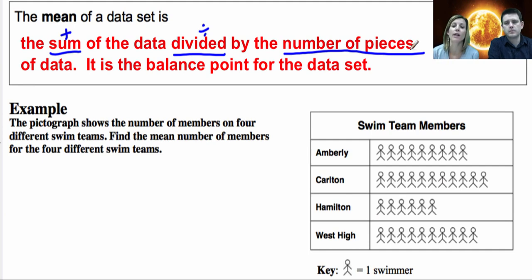If you think about a pan balance, that's what they call them in science. Kind of balancing your highs and your lows. You're balancing your highs and your lows so that your balance beam is completely even.